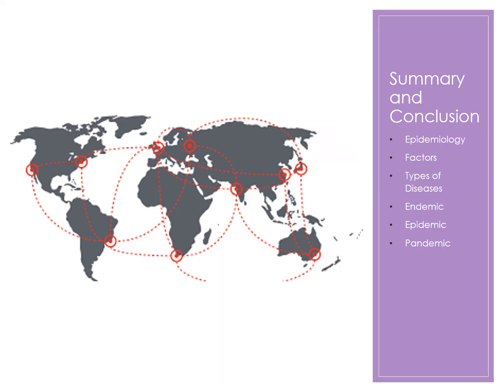To summarize my presentation, we covered the following. Epidemiology is the study of the distribution and determinants of health-related states and events in specific populations. Factors that epidemiologists use to study diseases are incidence, prevalence, cost of illness, burden of disease, and DALY. The three types of diseases epidemiologists study are endemic diseases, epidemic diseases, and pandemic diseases.